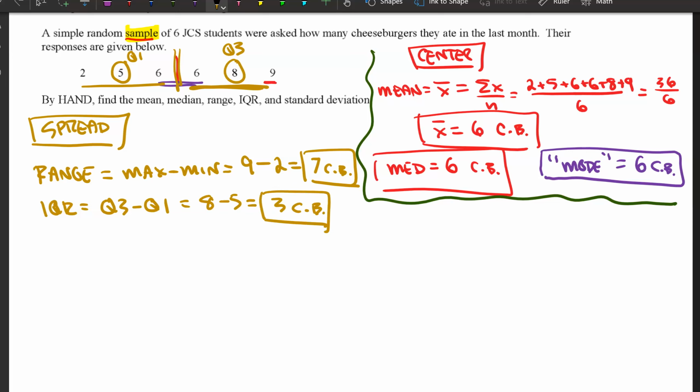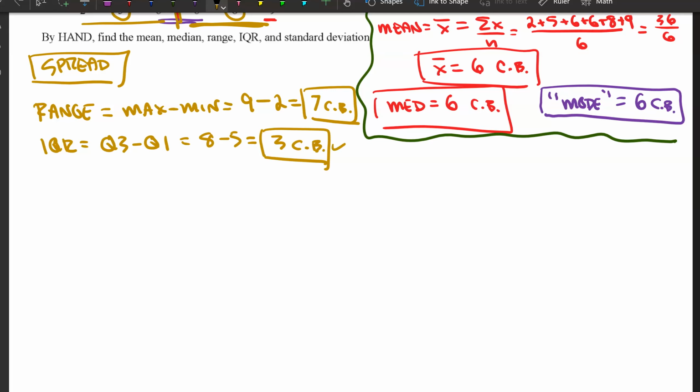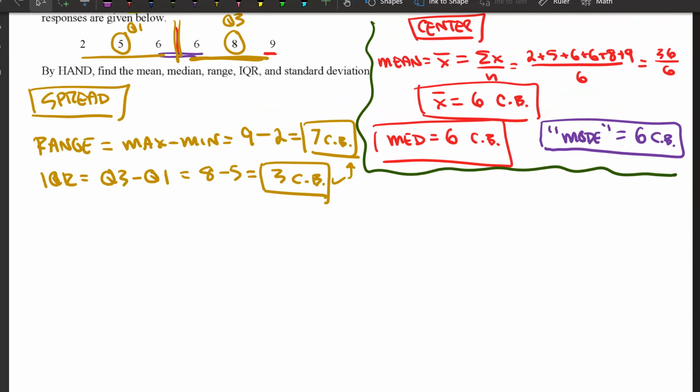So the entire data set spans an interval of 7, but the middle 50% of my data set spans an interval of about 3 cheeseburgers. IQR should usually, if not almost always, be smaller than the range. Well, it'll never be bigger, but I guess you could construct a data set where they would be perhaps the same.